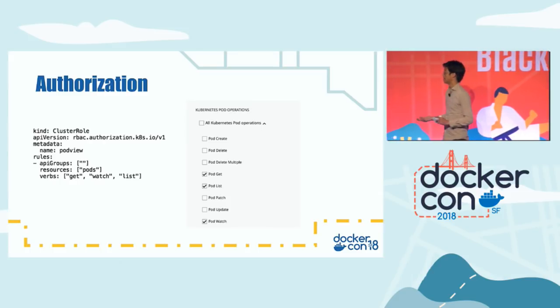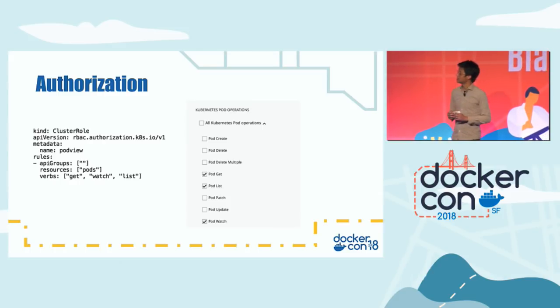So here's an example of how you would do that. On the left, you can see a Kubernetes cluster role YAML definition. And then on the right is how you would make the equivalent role in the UCP web UI.